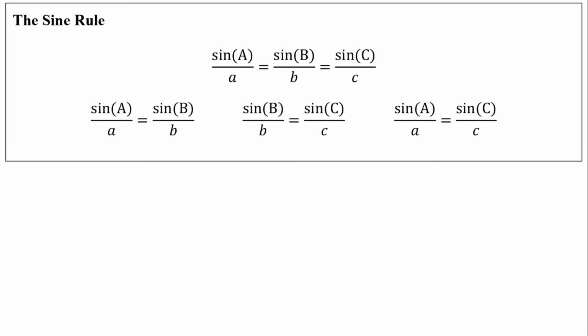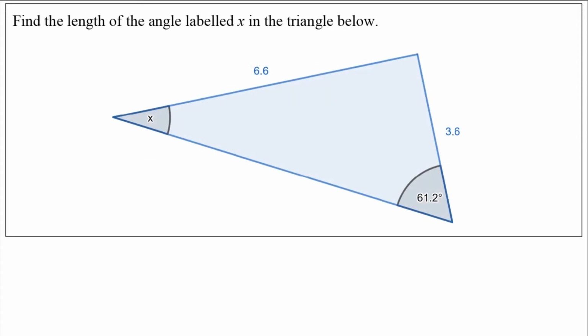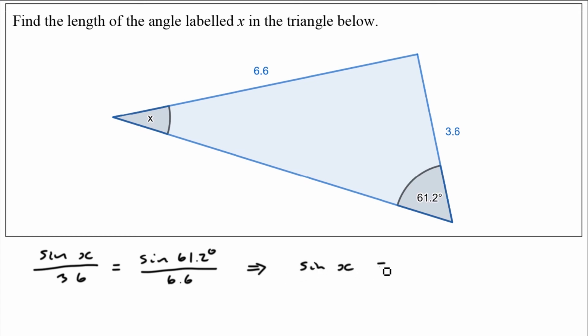Again, remember that this is a summary of three different equations which we should select according to the problem that we have. So in this question, we can write the sine rule as the sine of the angle x divided by the length of the side opposite, which is 3.6, is equal to the sine of the angle 61.2 degrees divided by the length of the side opposite, which is 6.6.